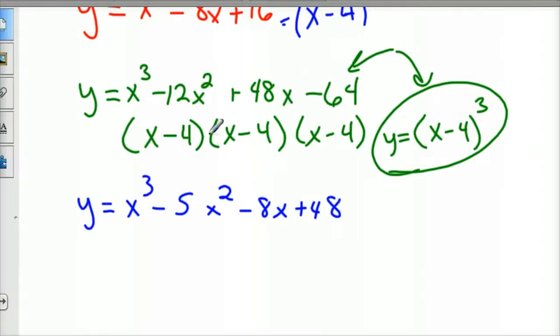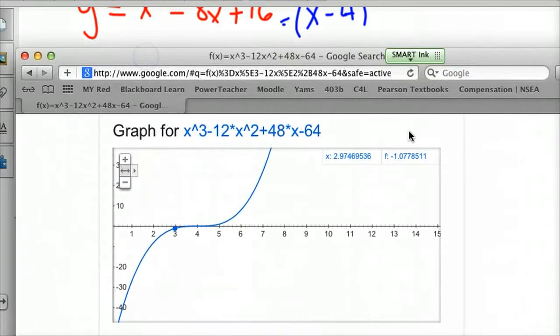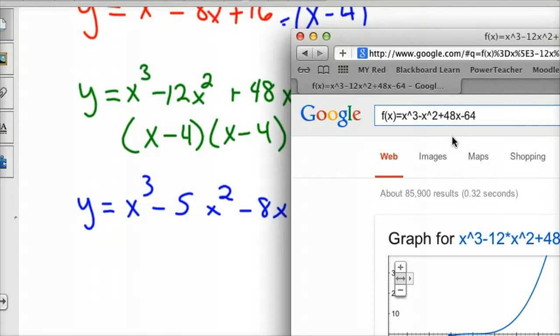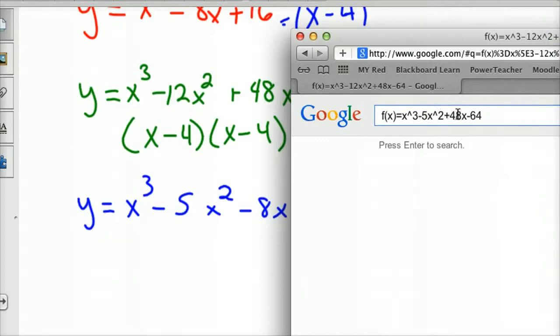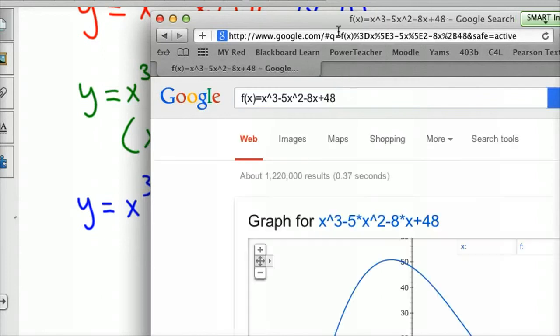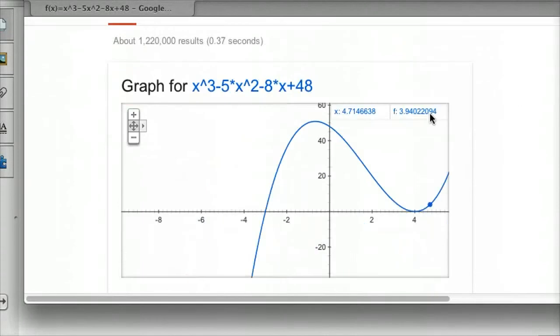So let's try the next one, which is x cubed minus 5x squared minus 8x plus 48. And maybe you can see a little better what I'm talking about. Let me go up here. X cubed, I'll just change some of the numbers. Minus 5x squared, minus 8x, and then plus 48 at the end. And hopefully I have the right thing. Yeah, that looks right.